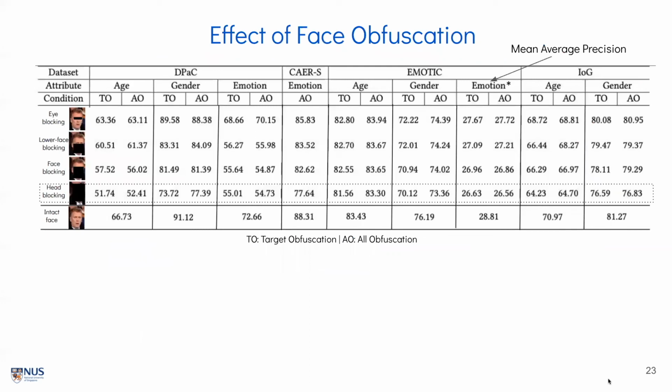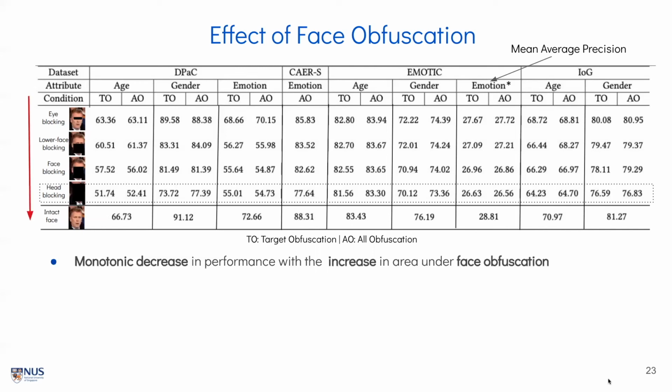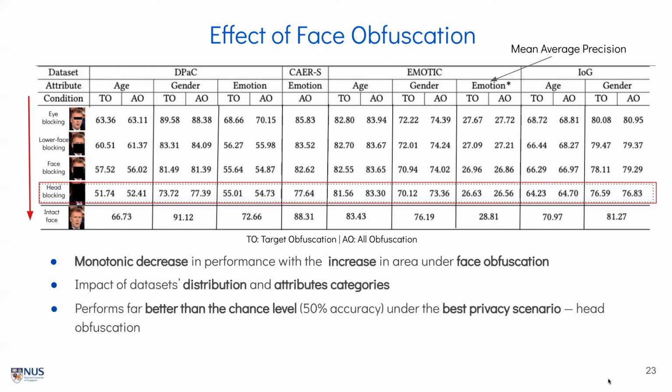We exhaustively applied each of the 4 face obfuscation scenarios under target obfuscated and all obfuscated conditions on DPAC and benchmark datasets. Summarizing the results of the table, as one might expect, there is a monotonic decrease in performance with the increase in face obfuscation. A dataset's distribution and attribute categories have an impact on the results. The model performs far better than the chance level under the best privacy scenario, that is head obfuscation. And this is remarkable, given the human attributes prediction significantly relies on facial features.